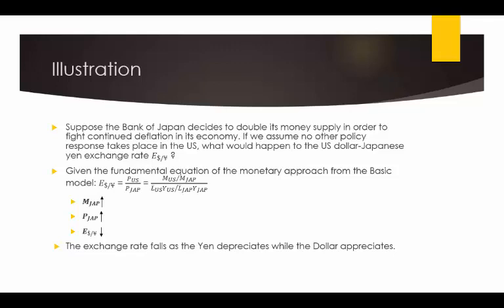This is because the action taken by the Bank of Japan will cause its long-run price level to also double, and this will cause the dollar-yen exchange rate to fall via PPP as expressed. So the long-run response to the action taken by the Bank of Japan is to cause the yen to weaken against the dollar.